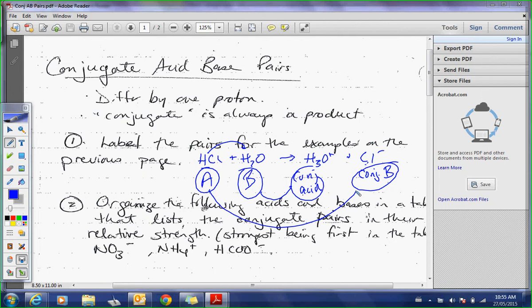The things that people make mistakes on is they don't realize that conjugate always has to be on the product end. H3O plus isn't always a conjugate acid. It is if it's a product. But as soon as I'm reacting this with something else, then it becomes a base or an acid or whatever, not a conjugate. So students tend to think, oh, H3O plus is always a conjugate acid. No, sometimes it's an acid, because sometimes it's on this side.